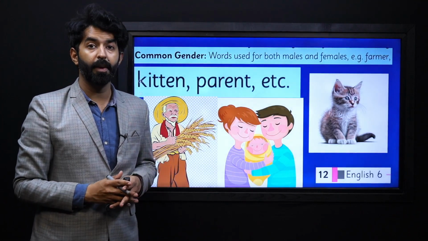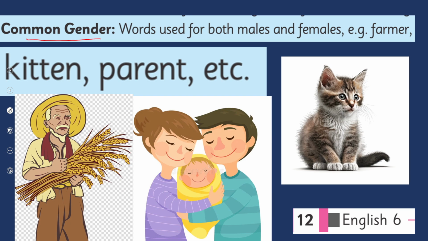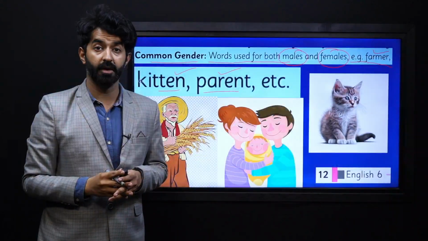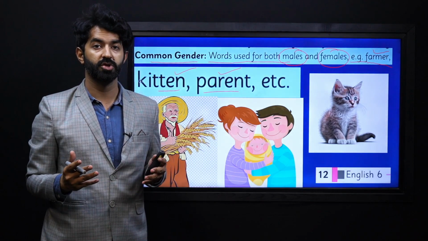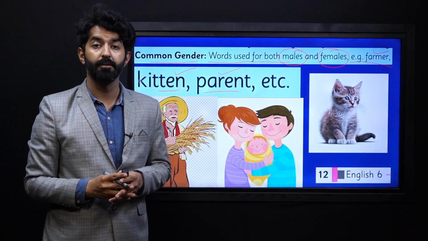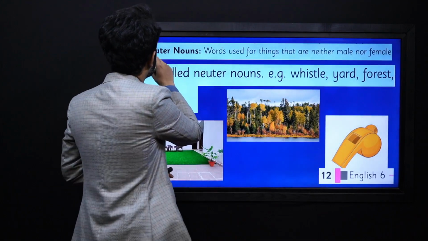Now, let's talk about common genders. Common gender nouns are words used for both males and females. For example, farmer can be both a male or a female. Kitten, parent, all of these can be male or female. So when we are talking about these common nouns, we can say that we are using common genders because they can be both masculine or feminine.